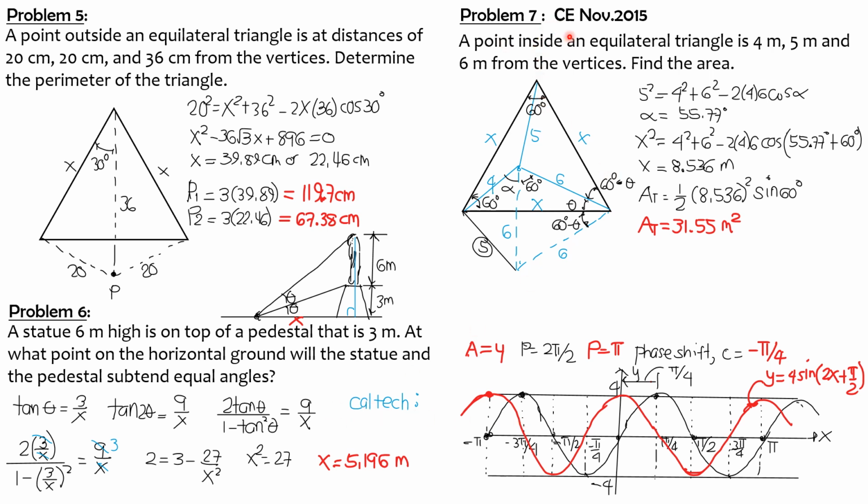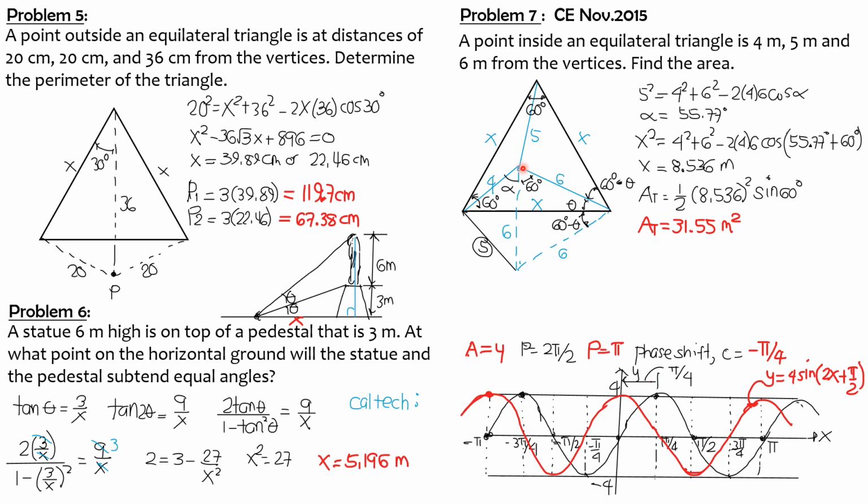7. This came out in November 2015. A point inside an equilateral triangle is 4 meters, 5 meters, and 6 meters from the vertices. So find the area of this equilateral triangle. So we have a point here, which is 4 meters, 5 meters, 6 meters from the vertices.